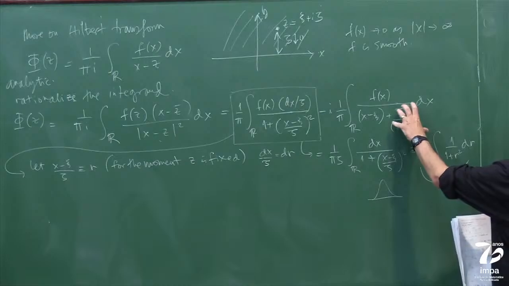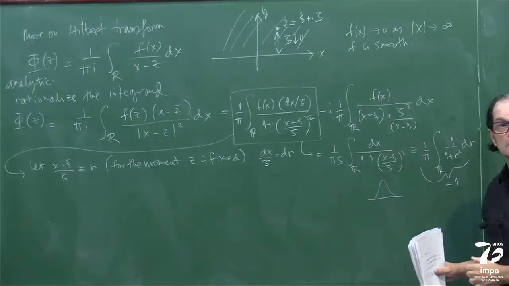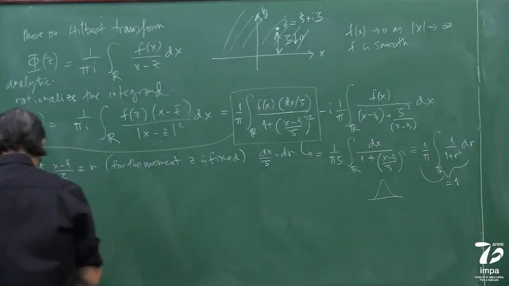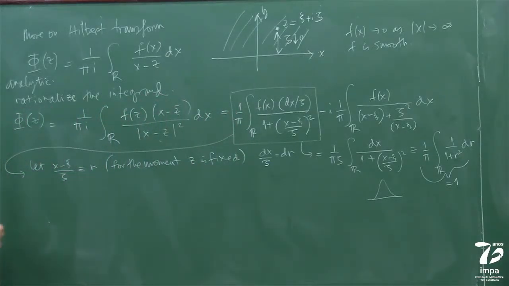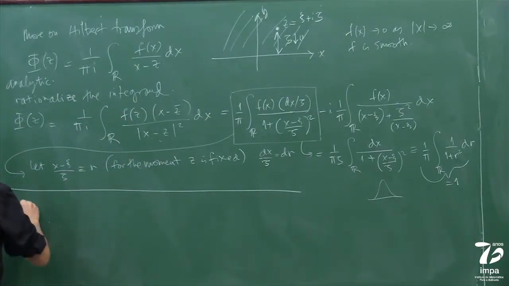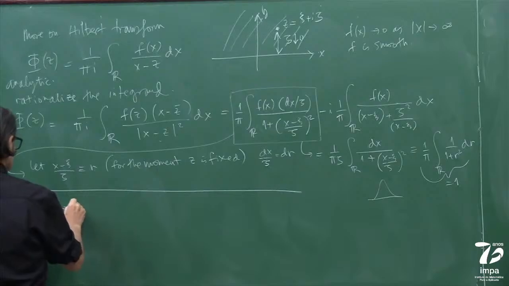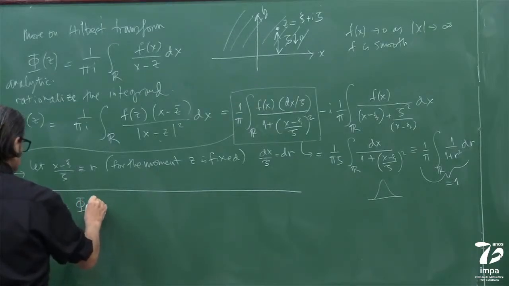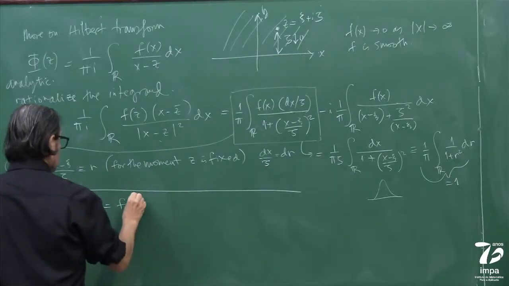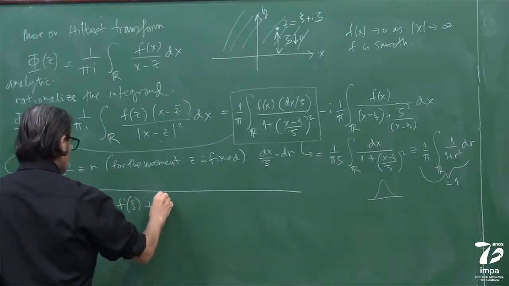This guy here goes to 0. And I'm just left with this. Okay, so I'm going to write this result. So in the limit, the result from this discussion is that the limit of phi of z as zeta goes to 0 will be phi of xi, which is f of xi plus i.